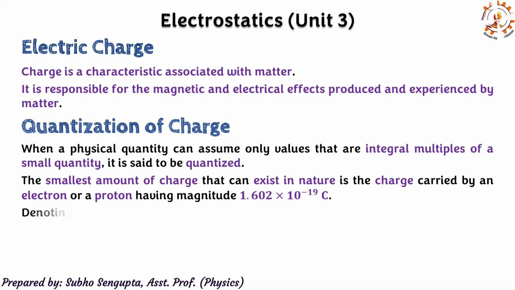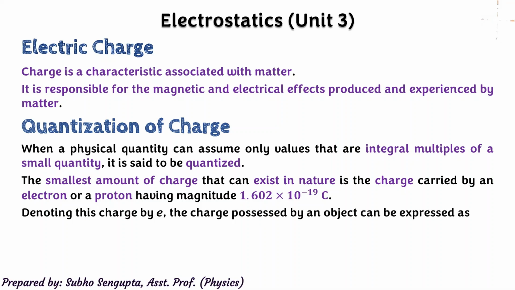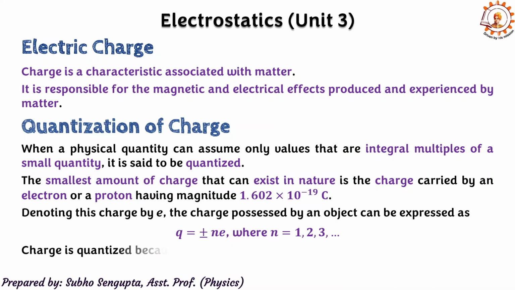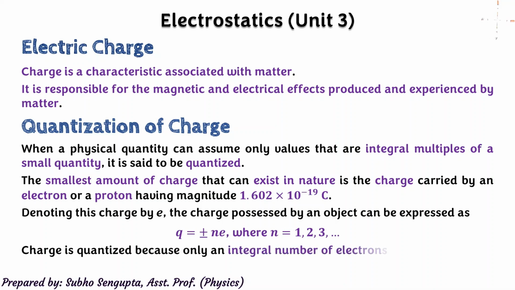If we denote this smallest charge by the letter e, the charge possessed by an object can be expressed by the equation Q = ±ne, where n is an integer having values 1, 2, 3, and so on. The plus sign indicates deficiency of electrons in an object, while the minus sign indicates excess of electrons in an object. So, it is clear that charge is quantized because only an integral number of electrons can be transferred from one object to another.